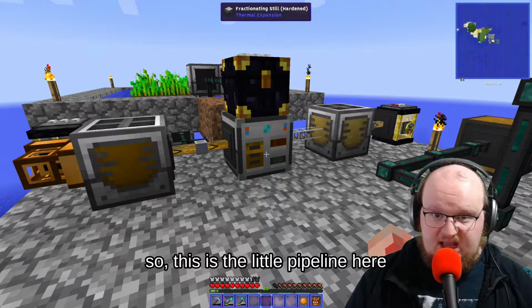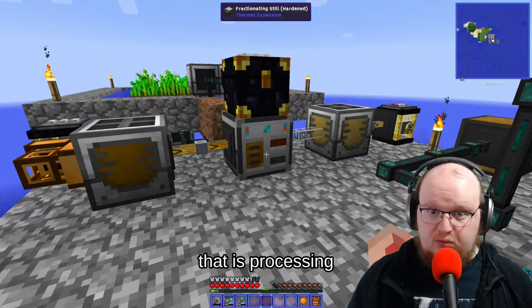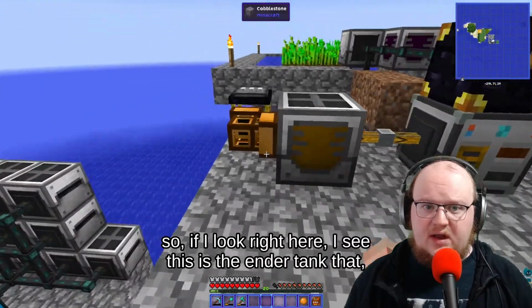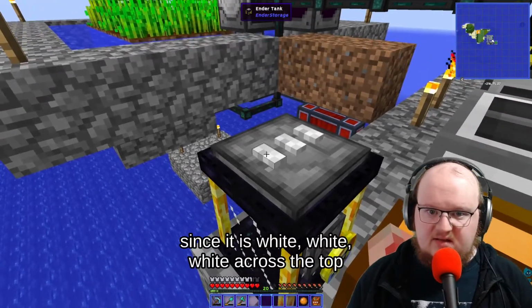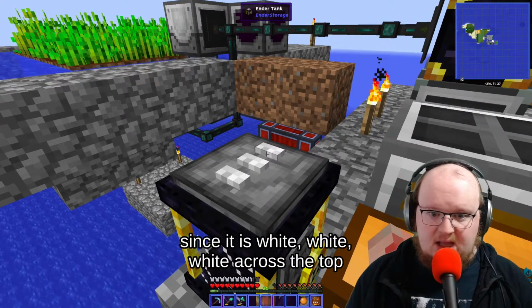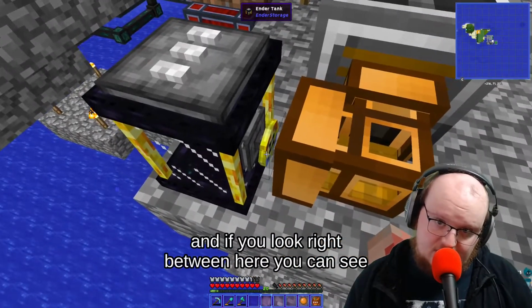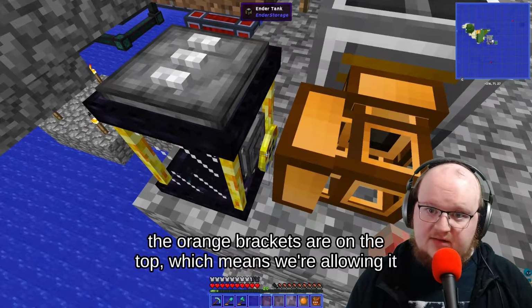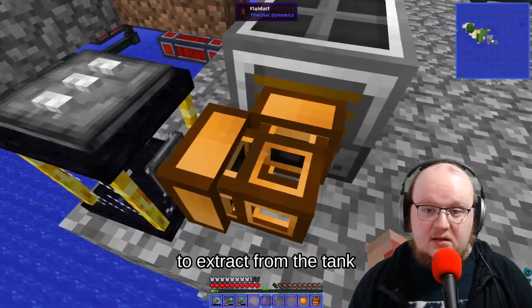So this is the little pipeline here that is processing our resin. If I look right here, I see this is the ender tank that, since it is white across the top, is corresponding to the one that we have set up in the tree zone. And if you look right between here, you can see the orange brackets are on the top, which means we're allowing it to extract from the tank.